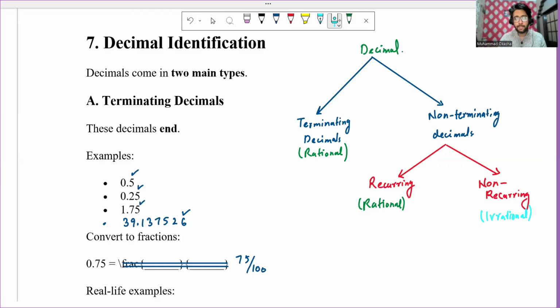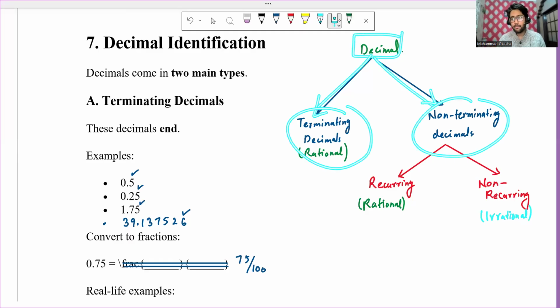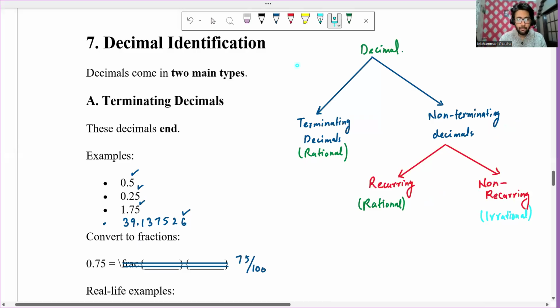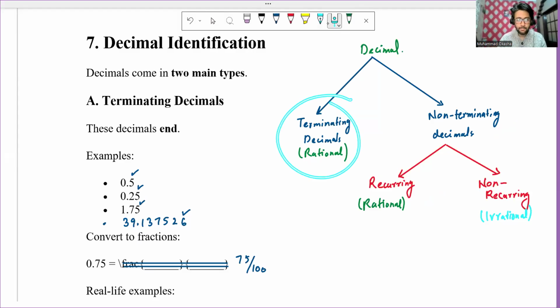Okay, so one more time. Decimal breaks down into two types, terminating and non-terminating decimals. Non-terminating decimals are further divided into recurring and non-recurring. If you have a recurring decimal, that's a rational. If you have a non-recurring, non-terminating decimal, then of course it's an irrational number. A decimal which stops at a certain point can be written as P over Q. It is a rational number.